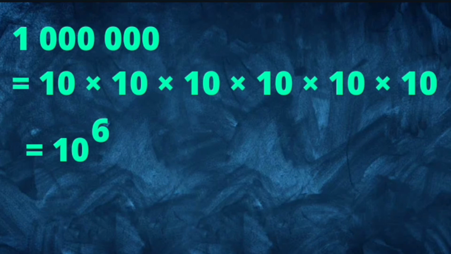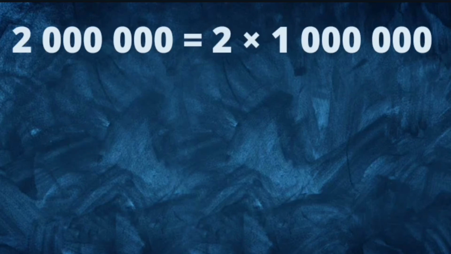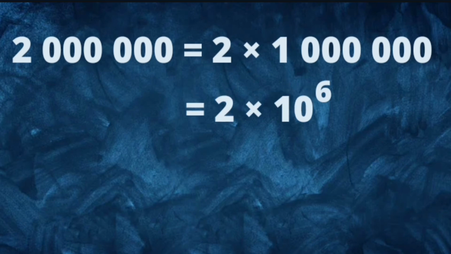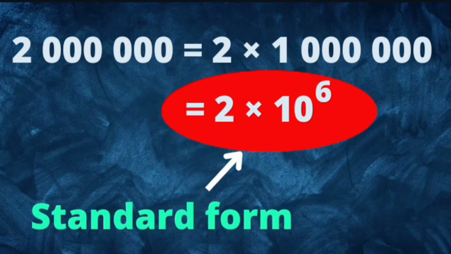We can also express any number as a product of two terms. For example, 2 million is equal to 2 times 1 million. Remember that 1 million is the same thing as 10 raised to power 6. So we would have 2 times 10 raised to power 6. This form here is called standard form. I hope you got this.